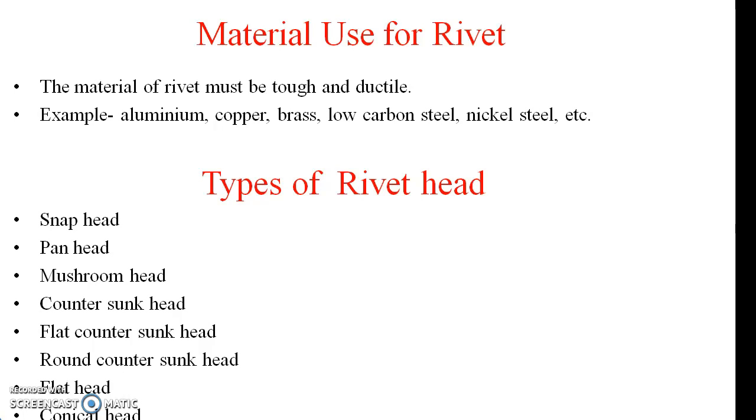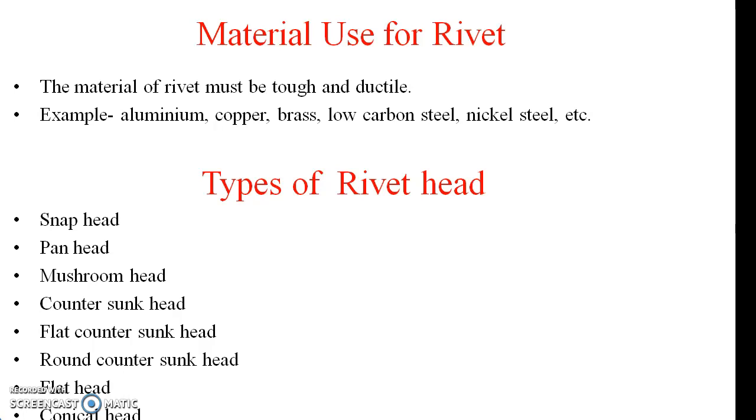material used for rivet. What are the materials that are used for the rivets? The material of rivet must be tough and ductile. We also know what toughness property is and what ductility property is. When a material has the toughness property, it is called a tough material, and when the material has the ductility property, it is called a ductile material. So the rivet should be a tough material and a ductile material for our requirement of machine designing.